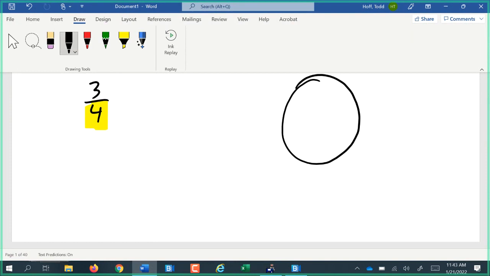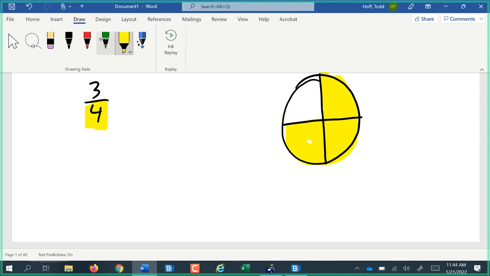To be a fourth means that we take that whole object and we cut it into 4 equal pieces. Pretend those are also equal. So we can look at it one of two ways. Either every whole object gets split into 4 equal pieces, or it takes 4 pieces to make up one whole object. Either way of thought works well for this. And then, of course, being 3/4, that means we have 3 of those pieces.